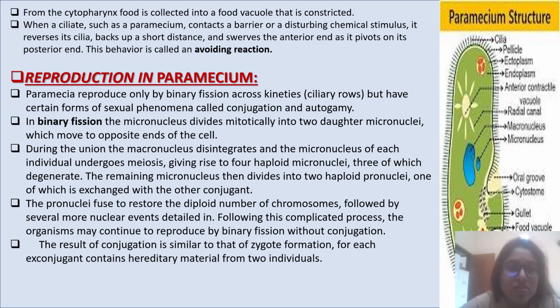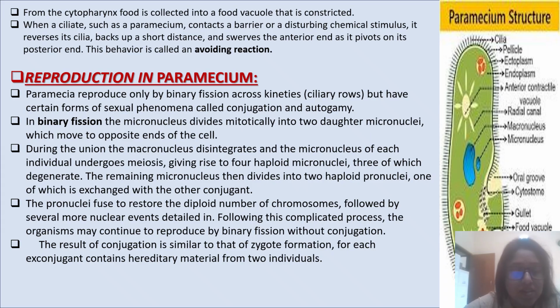Next, from the cytopharynx, food is collected into a food vacuole that is constricted. When a ciliate such as Paramecium encounters a barrier or a disturbing chemical stimulus, it reverses its cilia, backs up a short distance and swerves the anterior end as it pivots on its posterior end. This behavior is called the avoiding reaction.